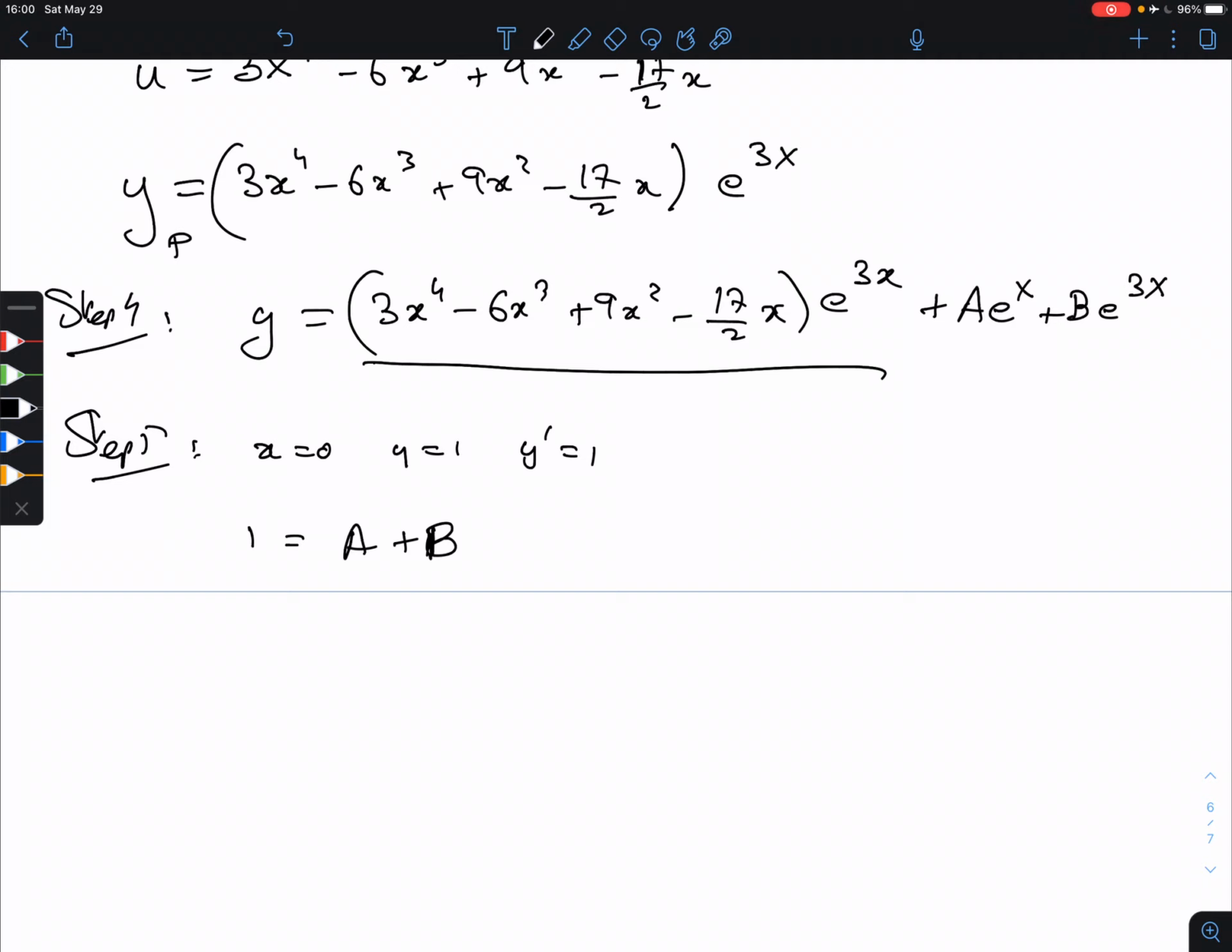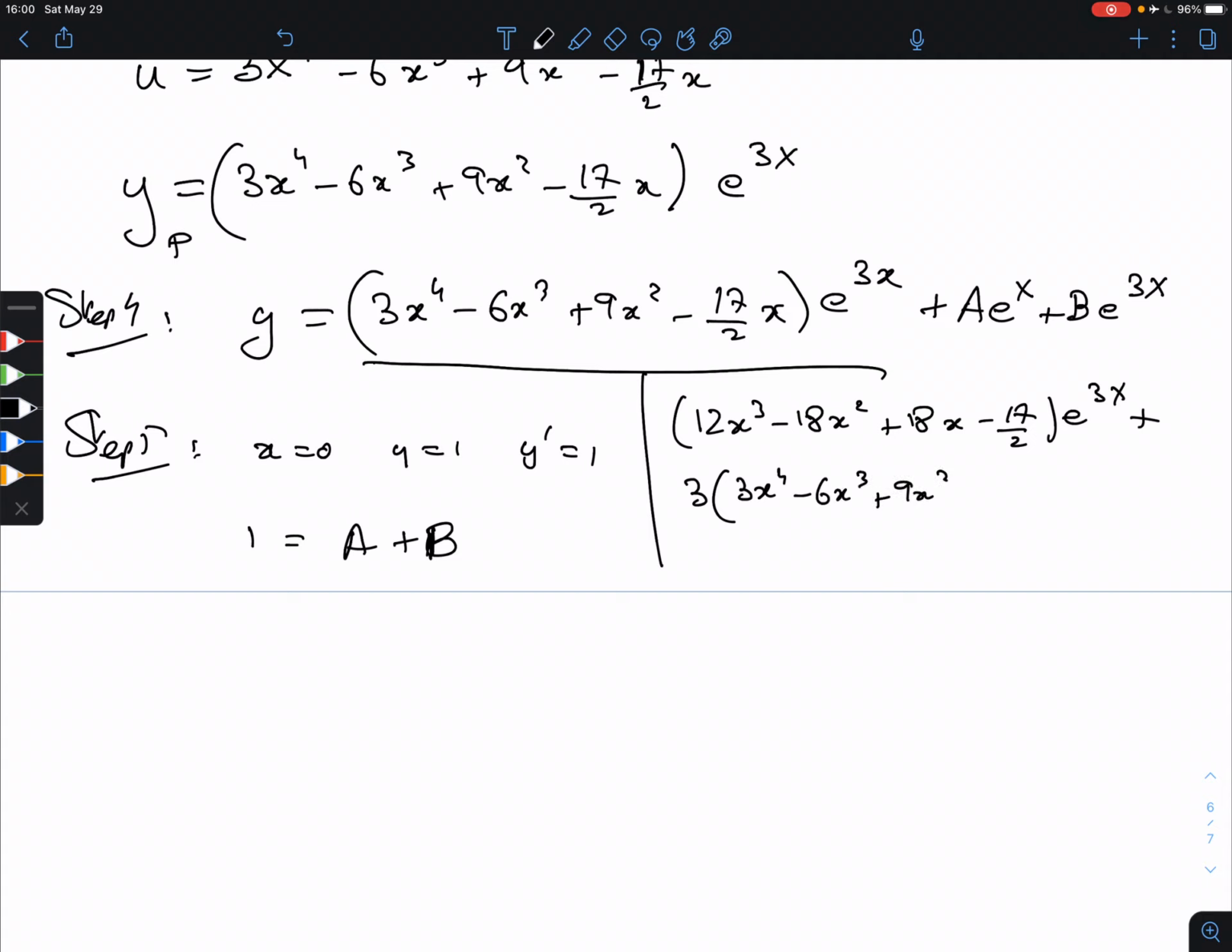And what else? And then, okay, I have to take the derivative. So this is the derivative, there's a lot of work here. The derivative of the inside function, the first factor, 12x cubed minus 18x squared plus 18x minus 17 over 2, times e^(3x), plus 3 times this guy, 3x to the fourth minus 6x cubed plus 9x squared minus 17 over 2x, e^(3x). The 3 comes from the derivative of e^(3x), chain rule, right?